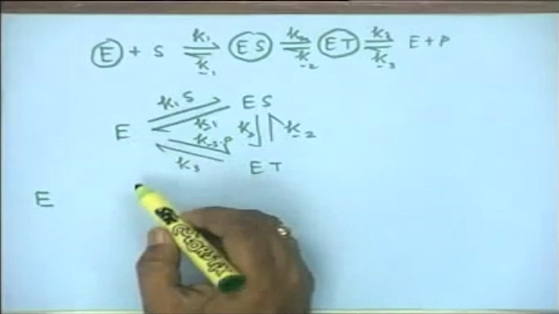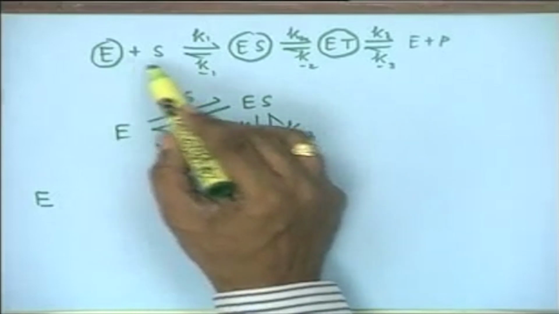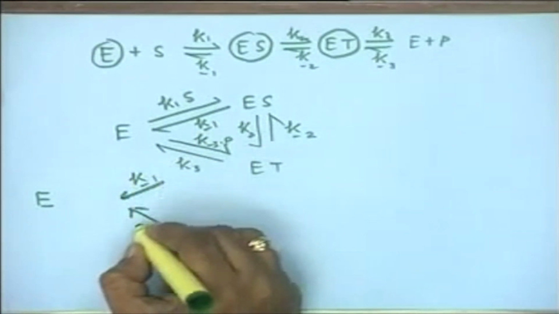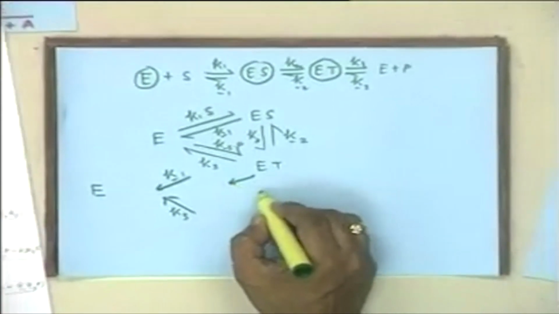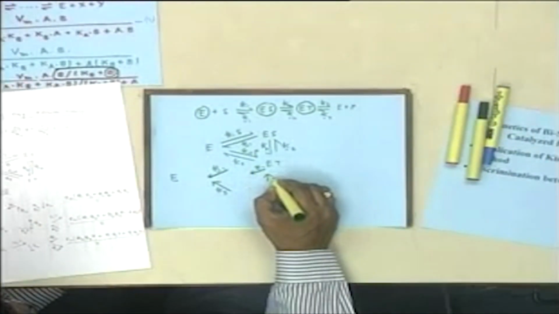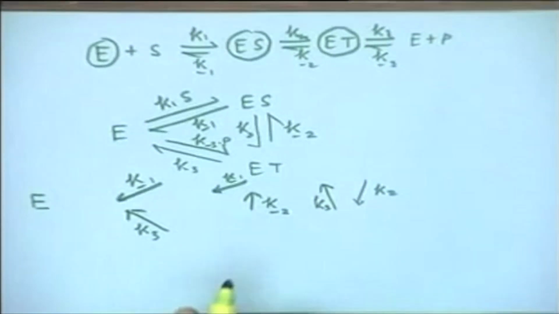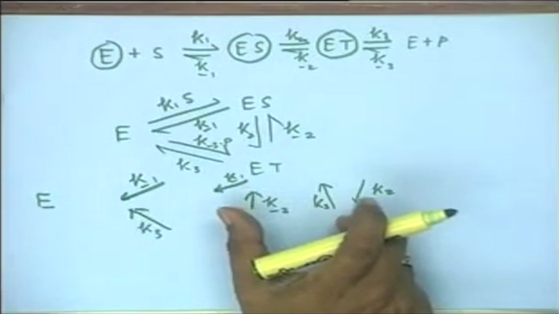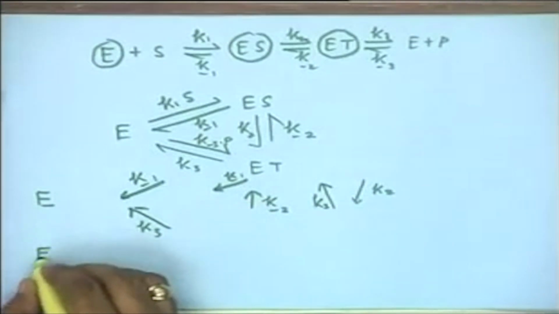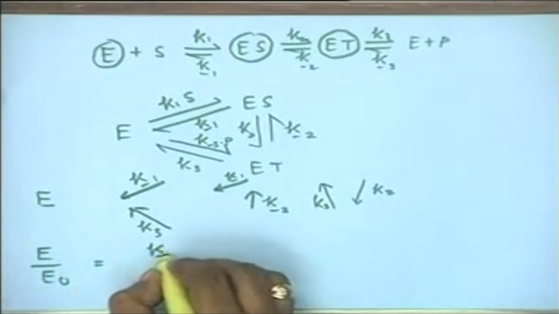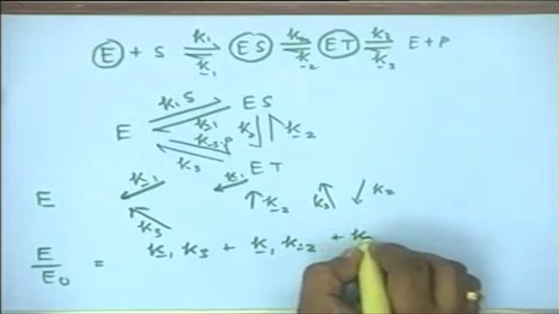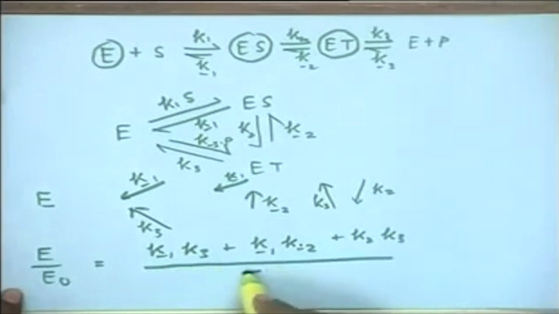Now, in this case you will consider the 3 patterns that will be applicable. Because all the steps are reversible, there will be 3 patterns, and you will notice that you have K minus 1 and K3, K minus 1 and K minus 2, and also K2 and K3. Now, the fraction of the total enzyme concentration that it will represent will essentially be proportional to the sum of the products of the kappa factors. That means, essentially E upon E naught will be equal to K minus 1 K3 plus K minus 1 K minus 2 plus K2 K3, divided by the sum total of all the products of the kappa factors.